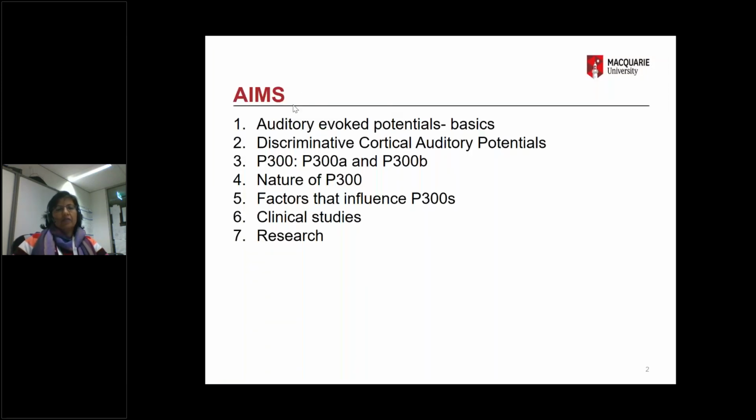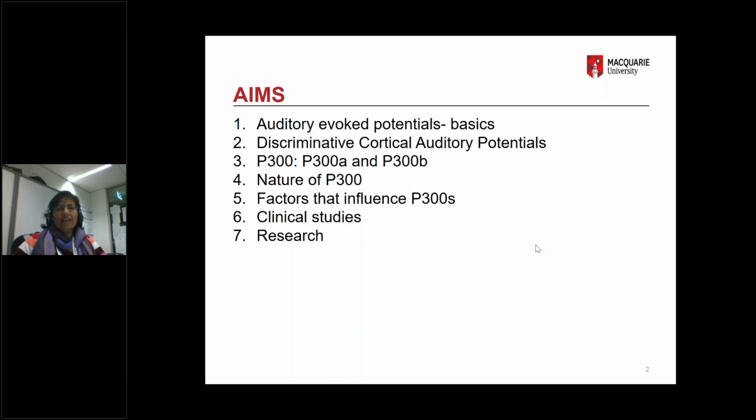So the kind of things I'm going to talk about are listed over here. There are 7 things. And I'm also going to interleave some of the studies and some of the questions that we had, and how we started to think about using P300, periodically. So hopefully you'll see my logic there.